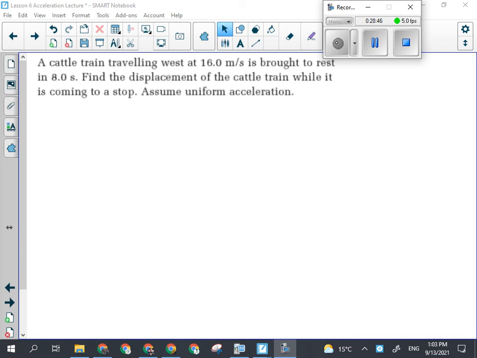A cattle train is traveling west at 16 meters per second. All right, what did they probably just give me there? Within the context of this question, yeah? Nope, not acceleration. Yeah, which one? Okay. Initial, right? This is what it's doing. At the beginning of the question, this is what it's doing, right? So our initial velocity is 16.0 meters per second, and it's west, right? That's what the cattle train is doing.